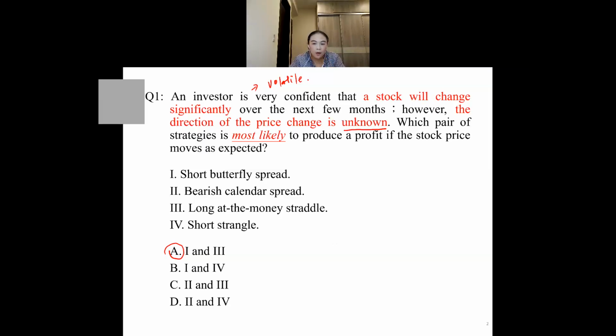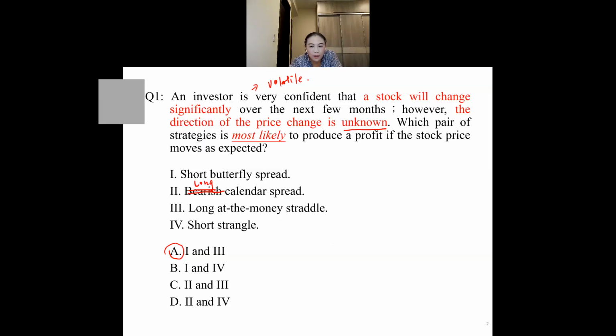Okay. Here, in terms of the answer choices, there are some more specific discussions about short or long positions, so as we go along the question, I will also explain that. But there are some typos. For instance, the second one, bearish calendar spread, should be long calendar spread. Okay, so let's correct that. The first choice is short butterfly spread.